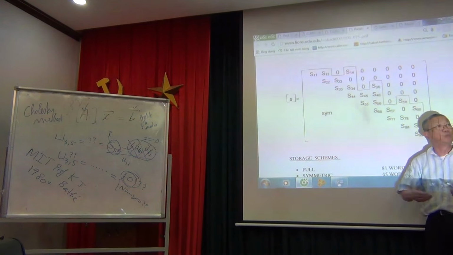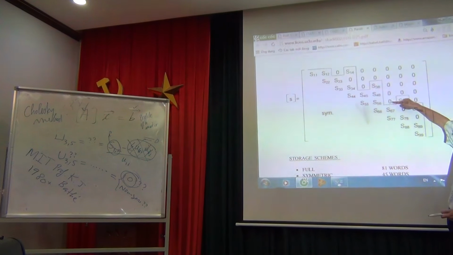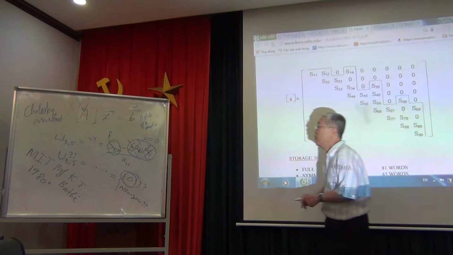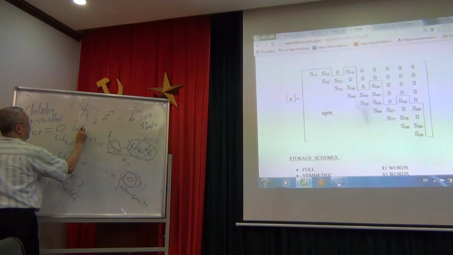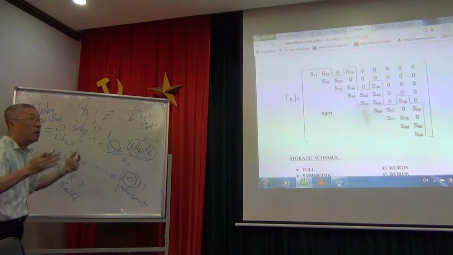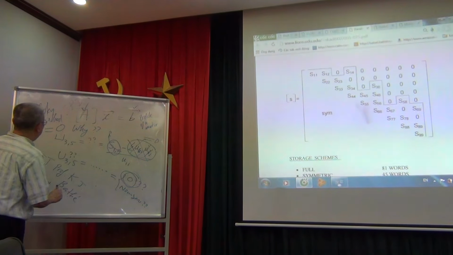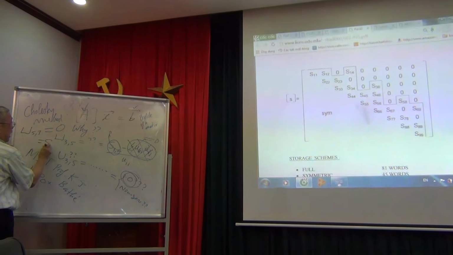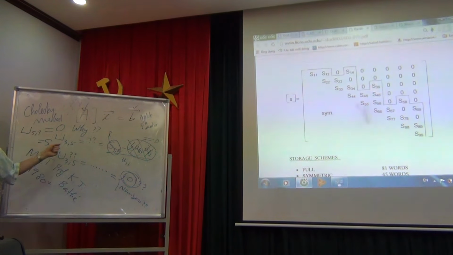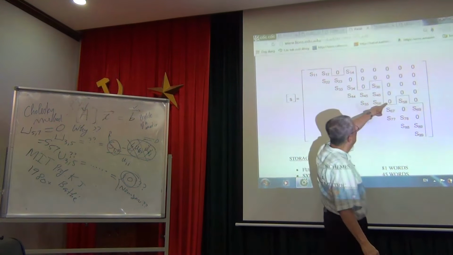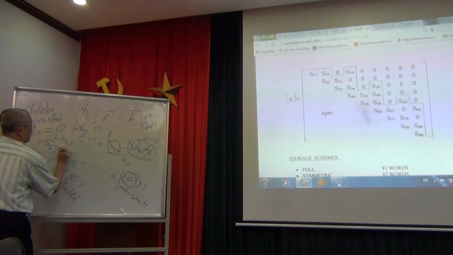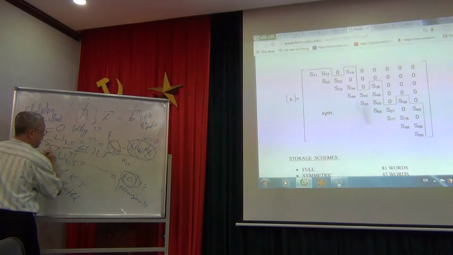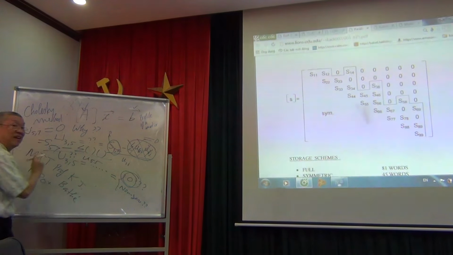Actually, it is very easy to prove. Can you prove to me why U57 is 0? Why? U57, I say equal to 0. Why? Because U57 is equal to S57, which is 0, right? S57 is right here. This is S57, 0, am I right? And then what else? Subtract the summation of the product and then divide by U55.